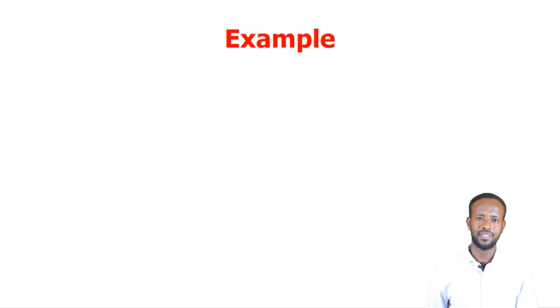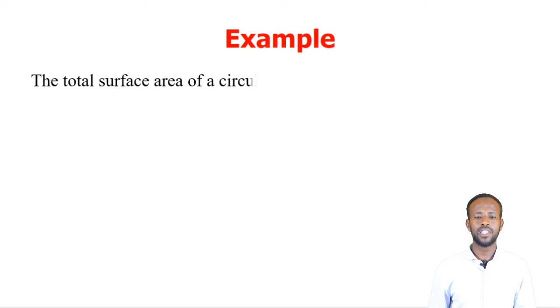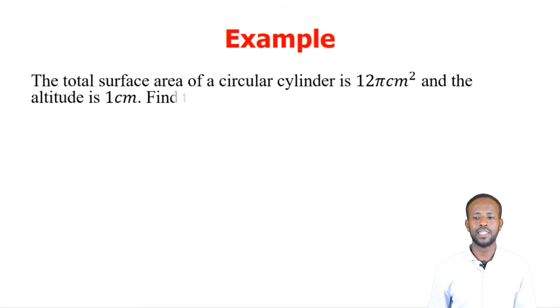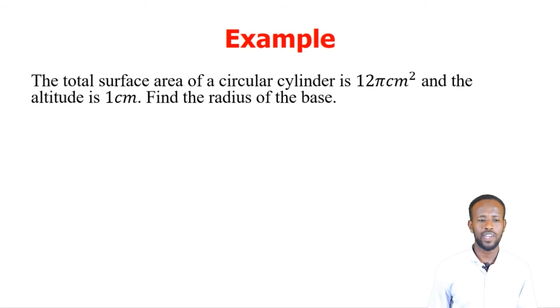Another example. But this example may be to some extent tricky. Let us see together. The total surface area of a circular cylinder is 12π centimeter square and the altitude is 1 centimeter. Find the radius of the base. We are asking what? Radius of the base. What are we given? The total surface area is given to us, isn't it? It is 12π centimeter square. So we want to find what? The radius when the altitude is 1 centimeter.